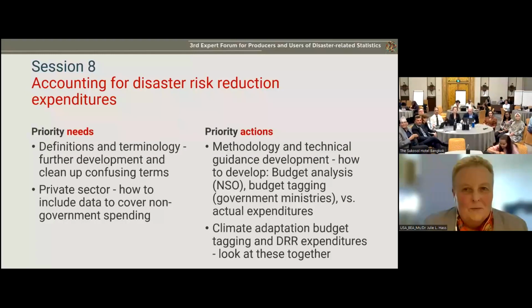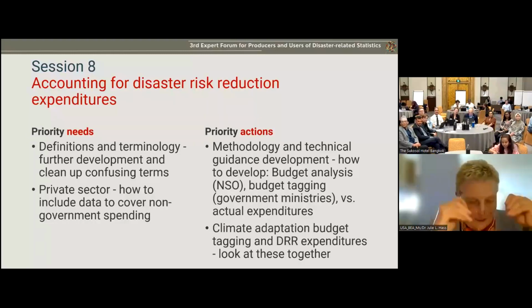Great. So our session, which we just had the privilege of having, I would say we identified two needs. One is related to definitions and terminology, because when I put on my disaster glasses, mitigation and adaptation meant one thing, and then when I put my climate change glasses on, they meant something else. So we've got confusing terms that need to be cleaned up, and we need to further develop exactly what we're talking about.